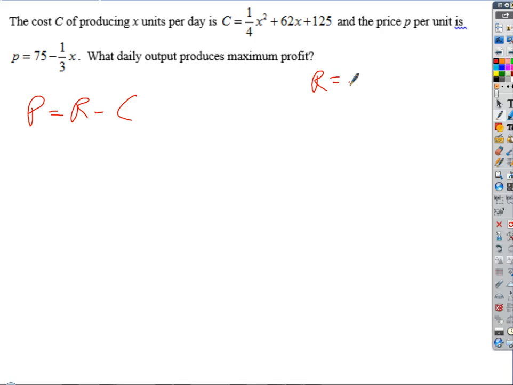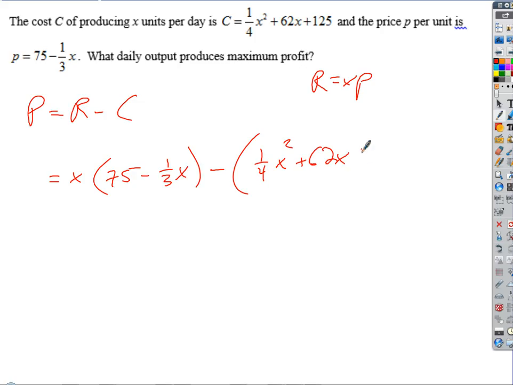Yeah, exactly. The revenue is just the amount of money that you're getting from the people buying your stuff in your company. So if there's X number of units sold and the public is paying P dollars per item, well then X times P is your income, right? So XP, and then the cost is just that. So we just end up with X times (75 minus 1/3 X) minus the quantity (1/4 X squared plus 62X).